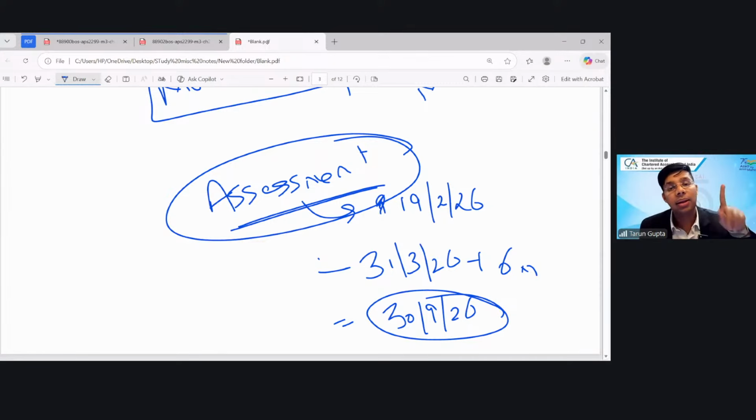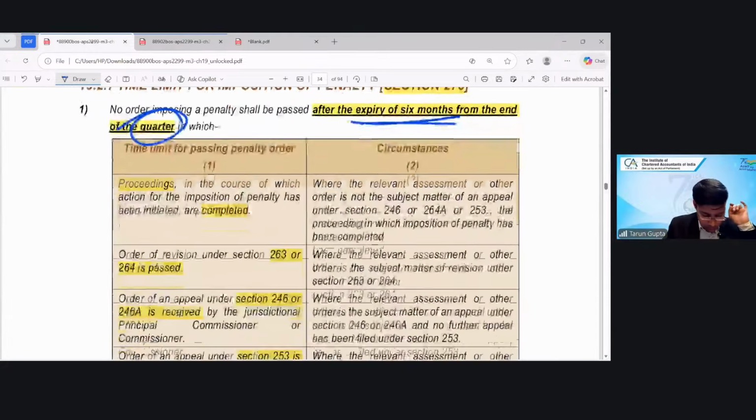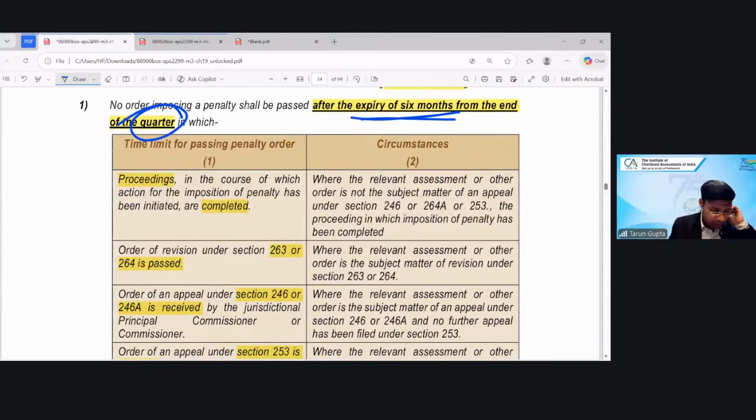So in this case, the assessee has not filed an appeal against the assessment order. If the assessee had filed an appeal against the assessment order under section 246 or 246A, or there is a revision under section 263 and 264, then I will see the date of the appeal order when such order is received by CIT, or the revision order when such order is passed by CIT.